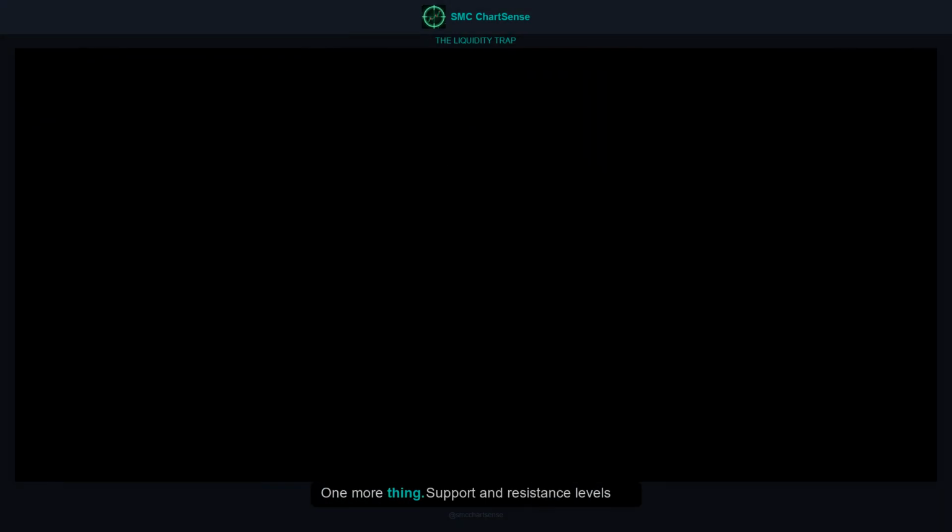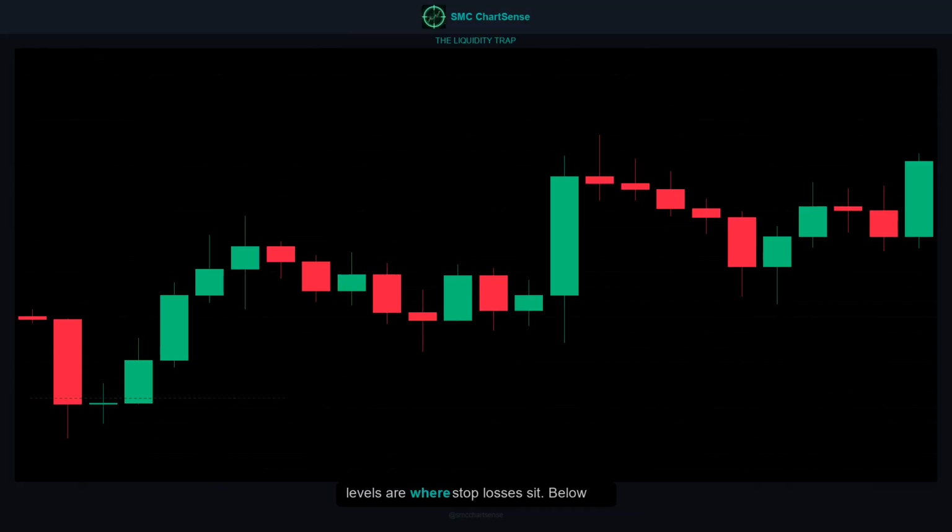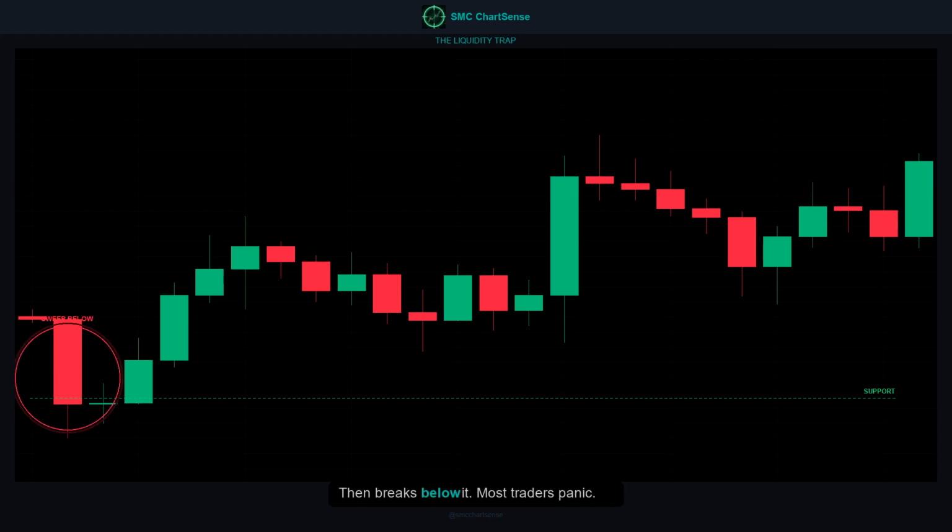One more thing. Support and resistance levels are where stop losses sit. Below support, above resistance. Smart money knows where these stops are. Watch this chart. Price drops to support, then breaks below it. Most traders panic. Their stops get triggered.